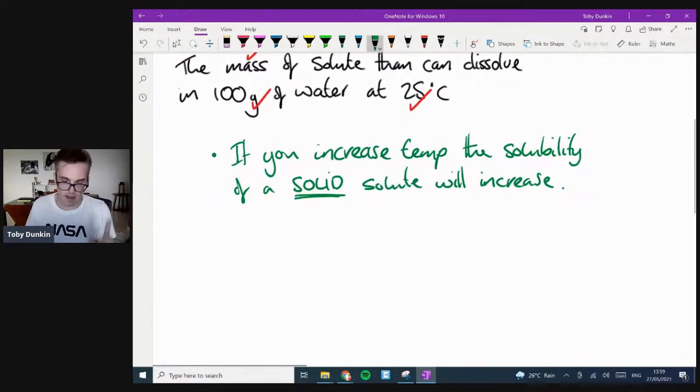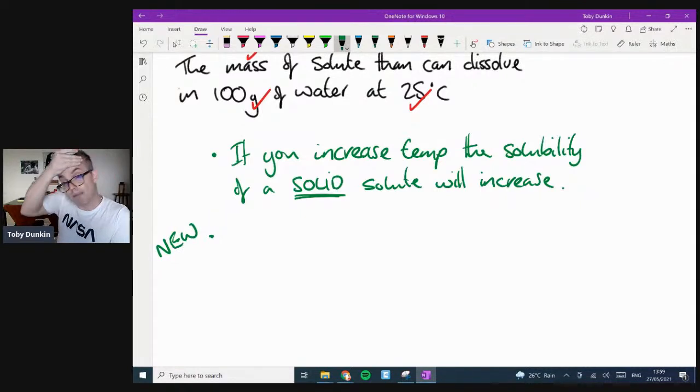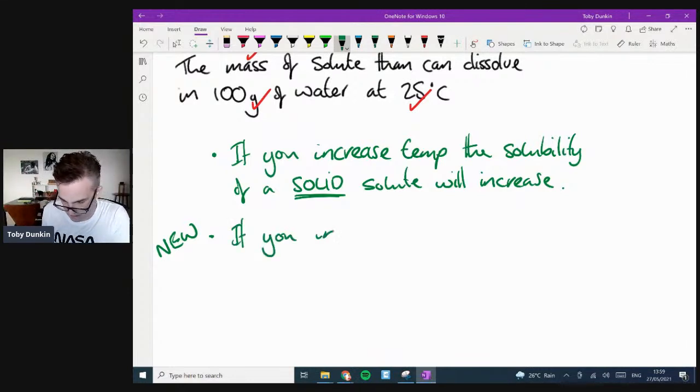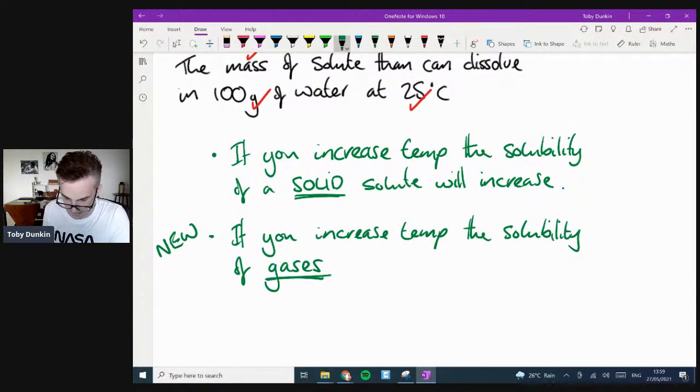However, this may be new to you folks. If this is new to you at GCSE, it should be really interesting. Tell me whether or not you know this fact. If you increase temperature, the solubility of gases decreases.